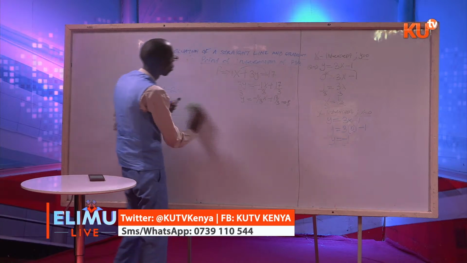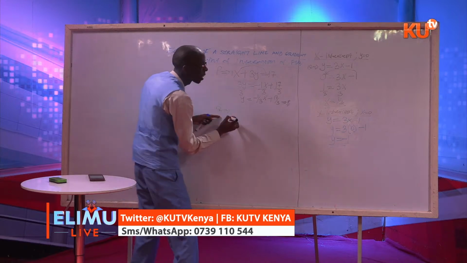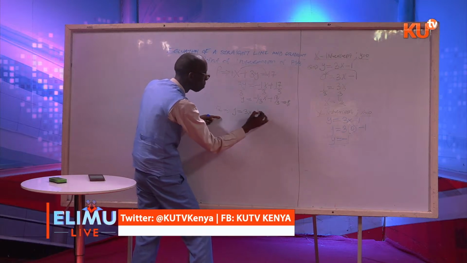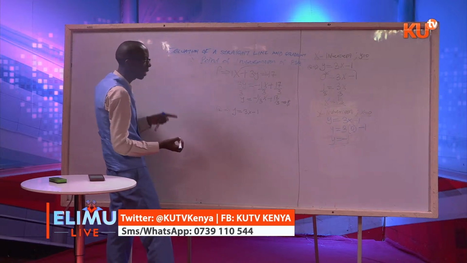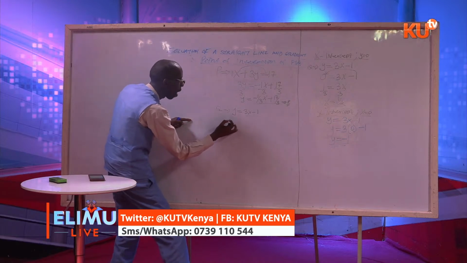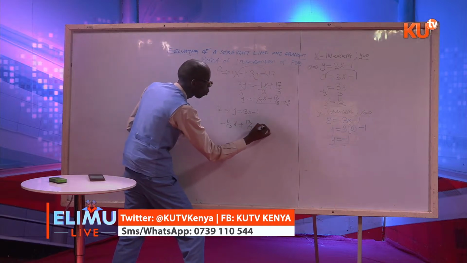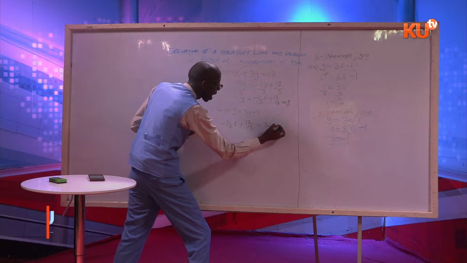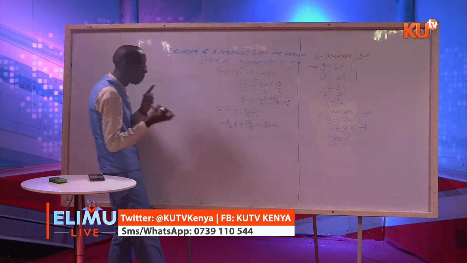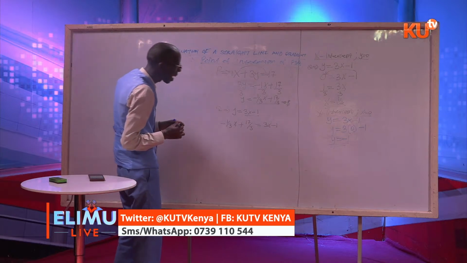Our Q is already in that form: y is equal to 3x minus 1. Equate P and Q. You'll take negative 1 over 3x plus 17 over 3 is equal to 3x minus 1. After equating P and Q, bring the like terms together.